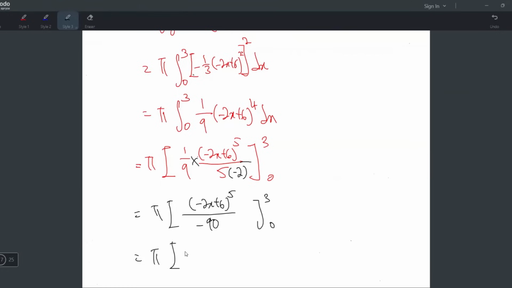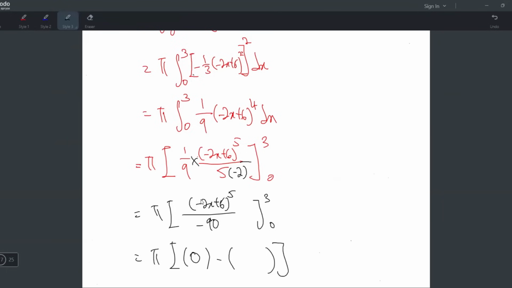When you substitute the 3 inside, you get something, and then substitute the 0, you get something, and in between is minus. Okay, let's substitute 3 first. 3 times 2, 6. So negative 6 plus 6 is 0, 0 to the power 5 is 0, divided by 90, 0. That means when you substitute 3 inside, you end up with 0.